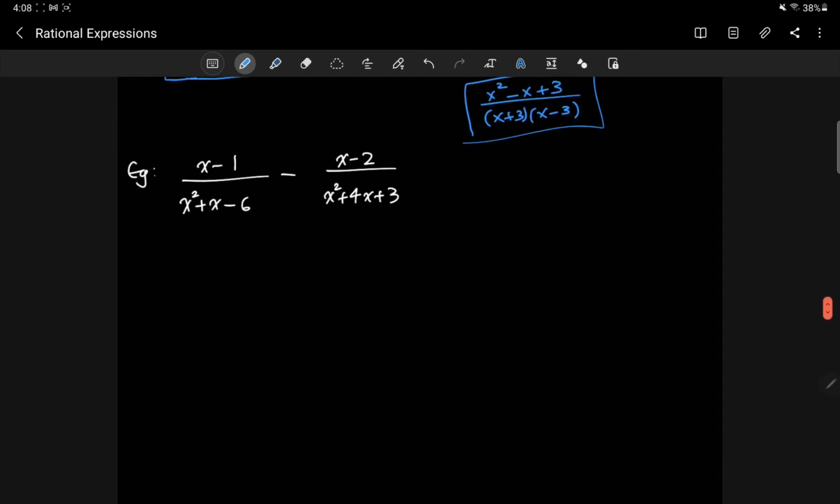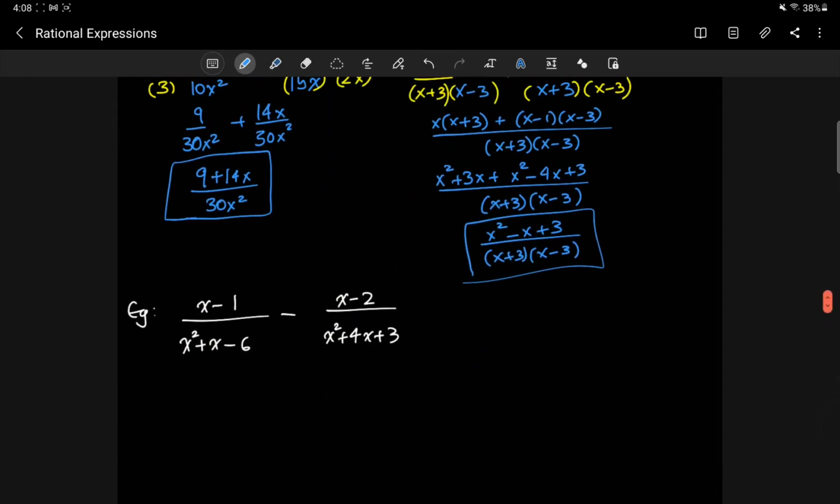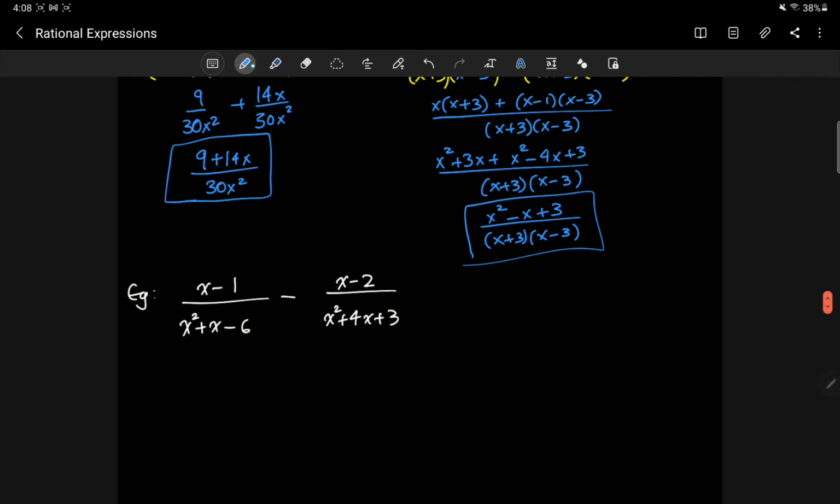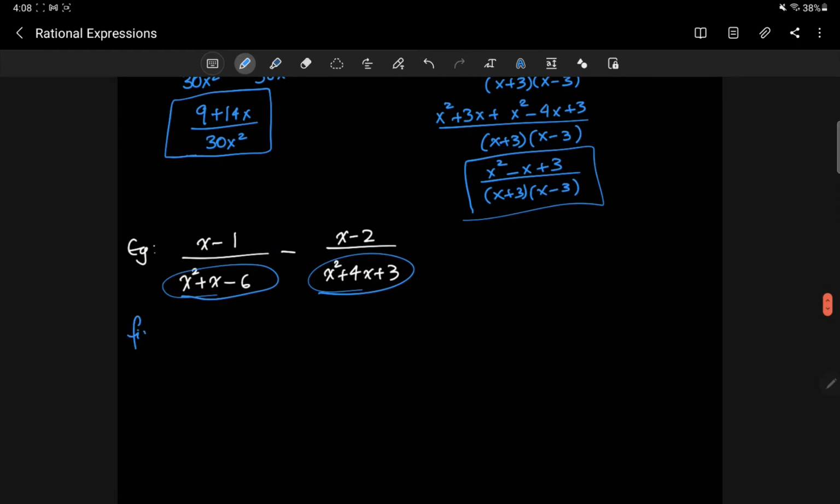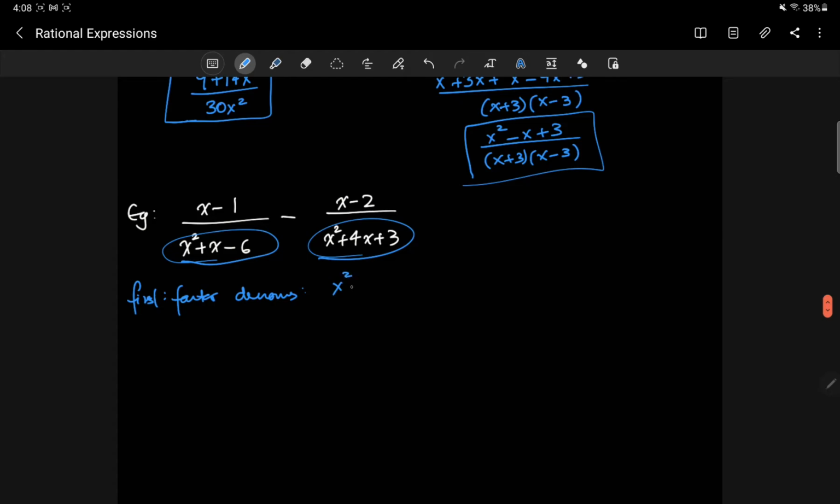Now let's look at a more complicated problem. So in this case, you have two denominators and they are not in their factored form, right? So first, we are going to factor the denominators. The first one is x squared plus x minus 6. So I write that as x squared plus 3x minus 2x minus 6. X plus 3 minus 2x plus 3, which becomes x minus 2, x plus 3.